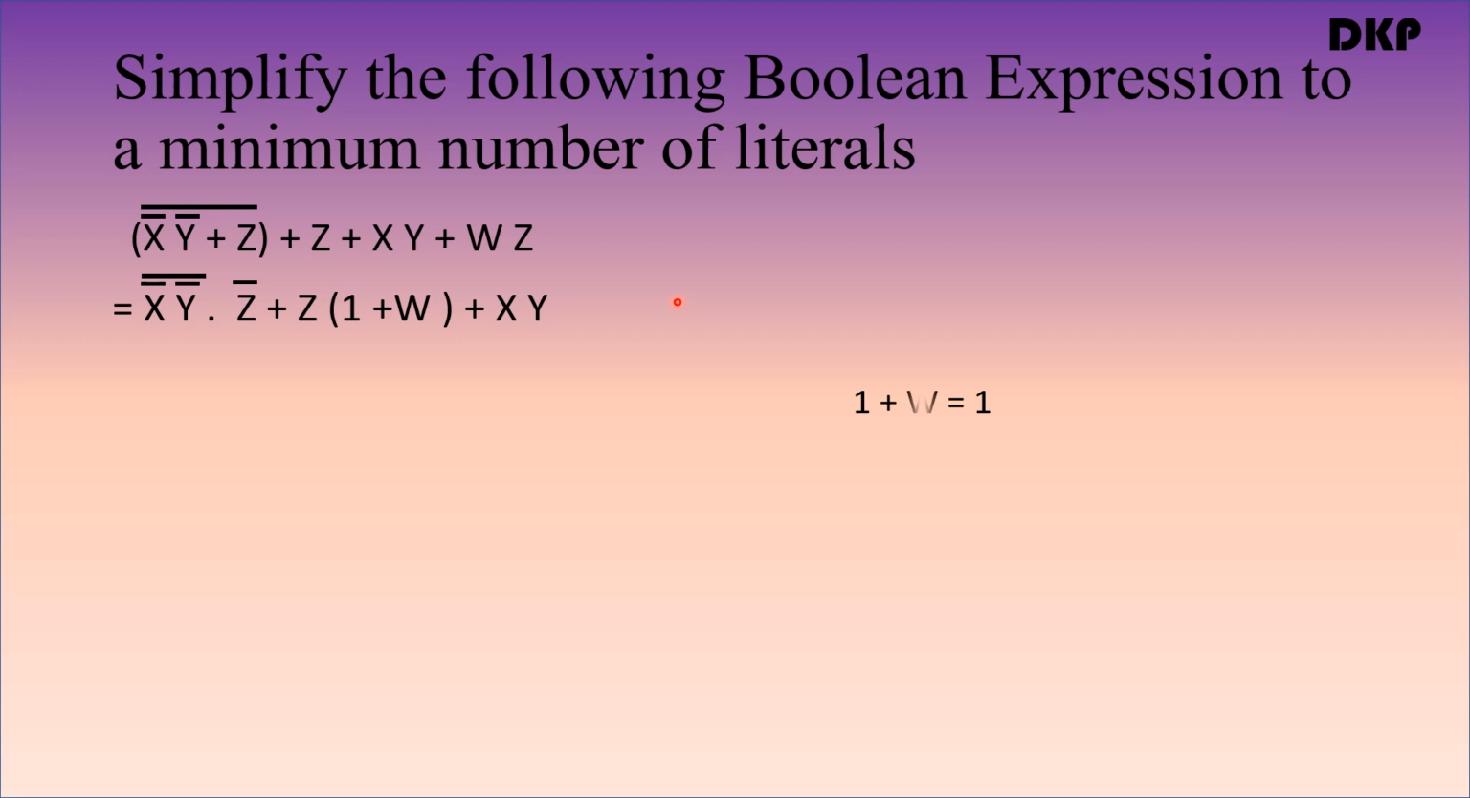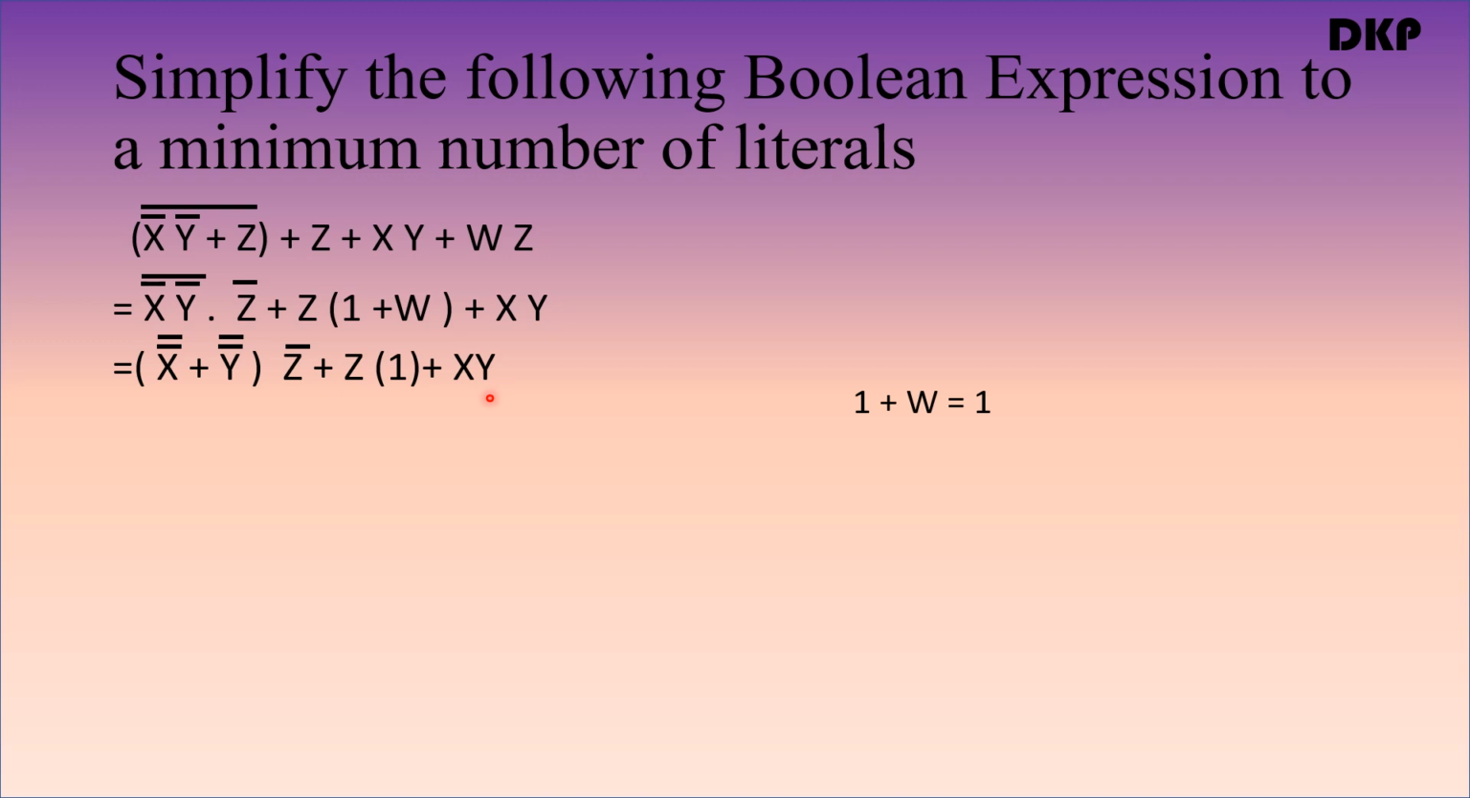Now we have to see what is 1 plus w. 1 plus w is equal to 1. 1 plus x is equal to 1. 1 plus y is equal to 1. Similarly, 1 plus w is equal to 1. Now, in the next step, we have to break this long bar so that you will get x double bar plus y double bar. Why this plus symbol? Because when you break this bar, this and will change to or. And sign will change to or into this z bar plus z into what is 1 plus w? 1 plus w is equal to 1 plus xy.